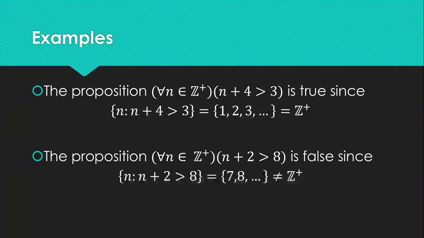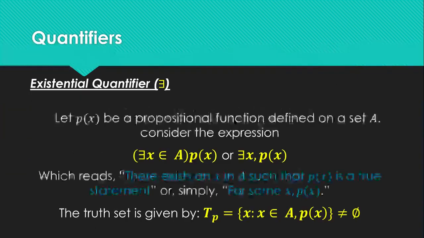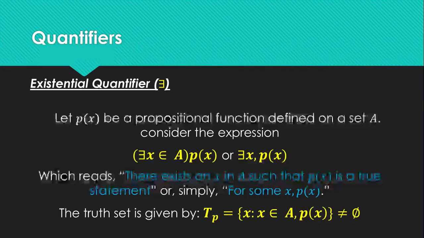Okay? Now, we also have what we call the existential quantifier. For the universal quantifier, all elements of the given set must make the propositional function true. Here, there should be at least one, or there should be some element.